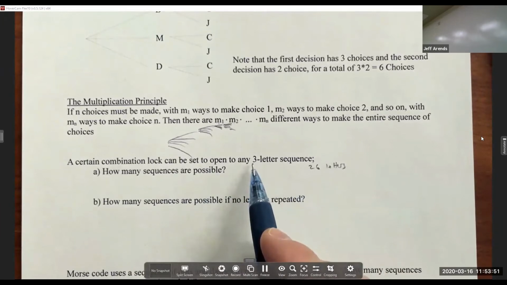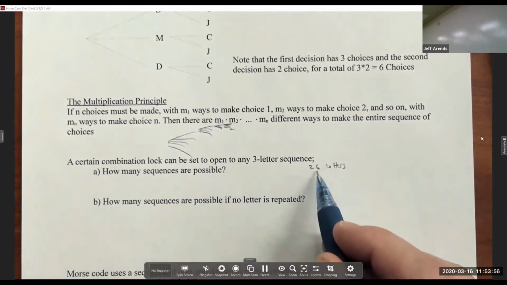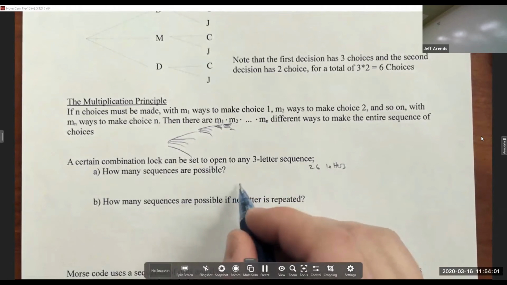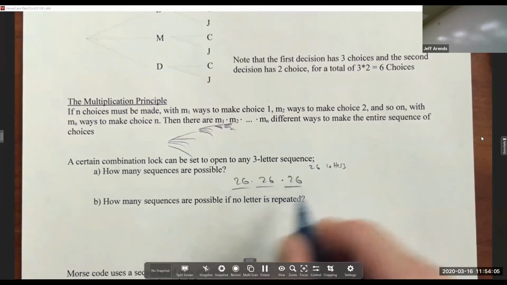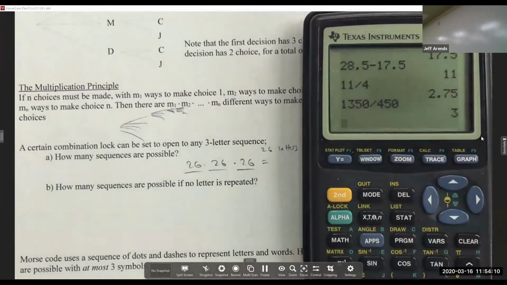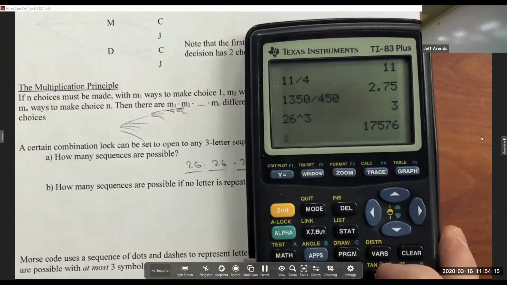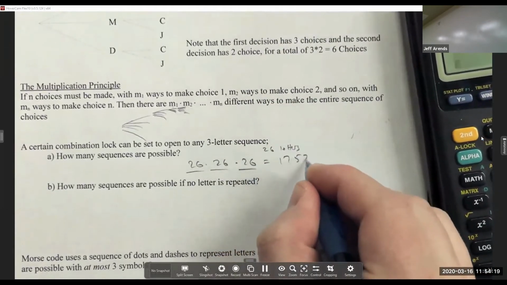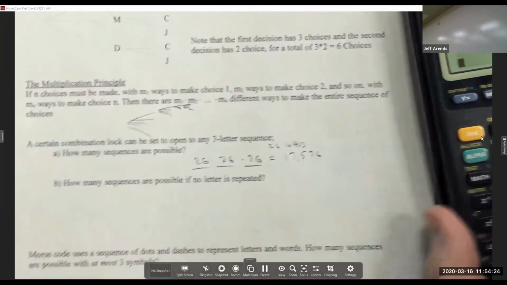So that means essentially if we're doing a 3-letter sequence, the first letter can be any of the 26 letters. The second one can be any of the 26 letters, and the third can be any of the 26. So in total here, we're making 3 decisions. Each of those decisions has 26 different ways we could go with it. So 26 cubed, 26 times 26 times 26, is 17,576. I'm less interested in this number, more interested in how we came up with it.